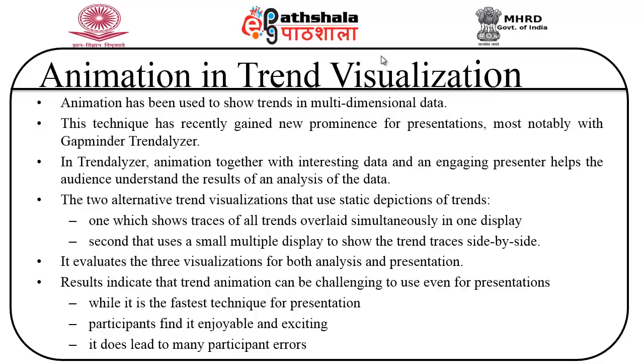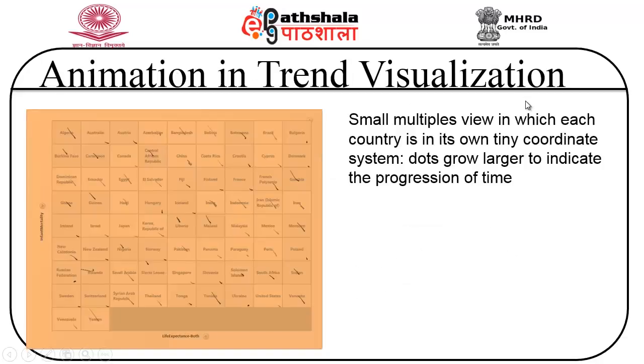The two alternative trend visualizations that use static depictions of trends are the one which shows traces of all trends overlaid simultaneously in one display, and the second that uses a small multiple display to show the traces side by side. The study evaluates the three visualizations for both analysis as well as presentation, and the results indicate that trend animation can be challenging to use even for presentation. While it is the fastest technique for presentation, participants find it enjoyable and exciting, and it does lead to many participation errors.